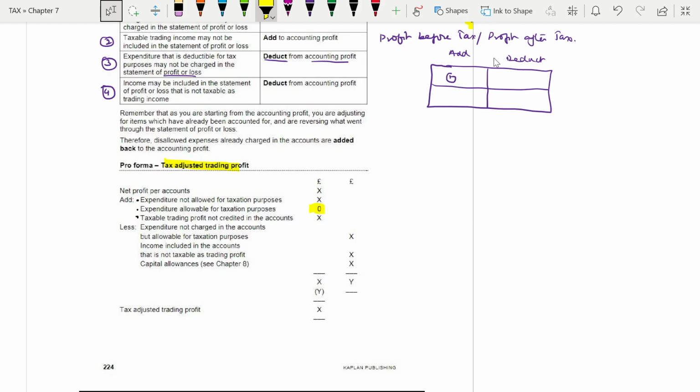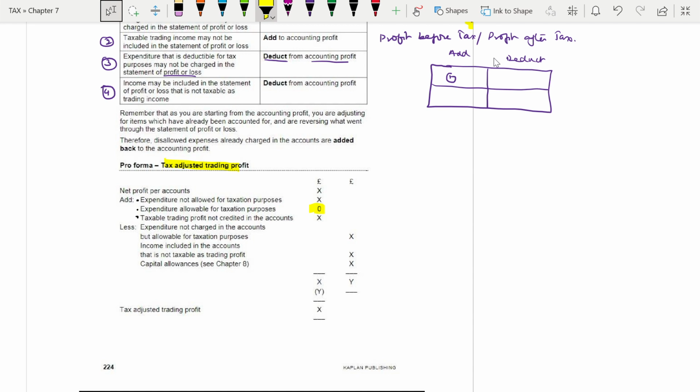Now, what are the things we have to deduct? Expenditure not charged in the accounting profit but allowable for taxation purposes, you have to deduct. Income included in the accounts, it should not be part of the taxable income, so we get the total income. Here, what we have to do?